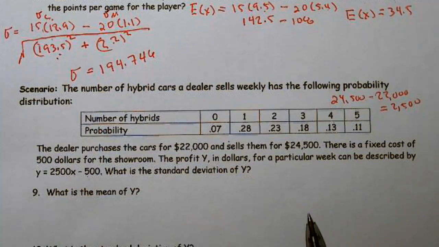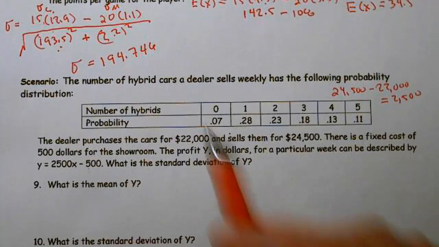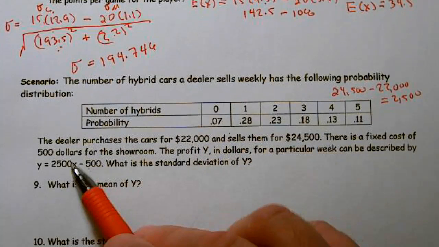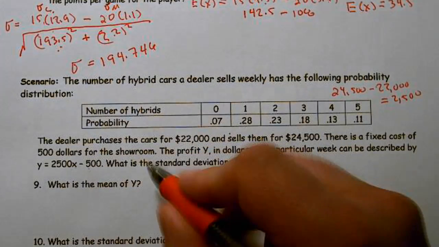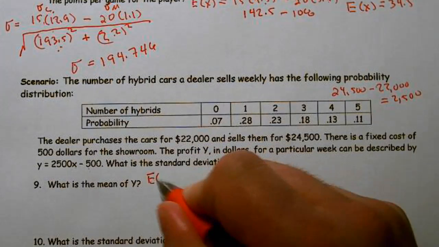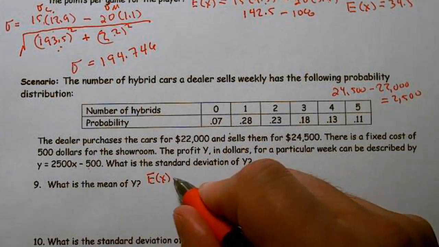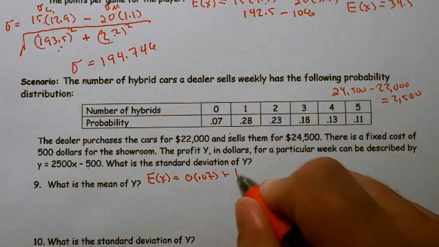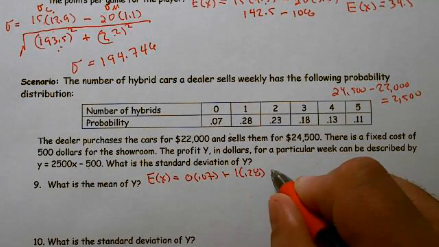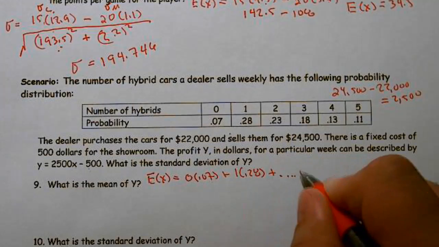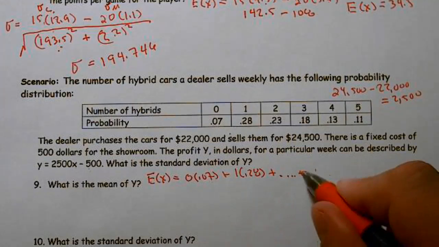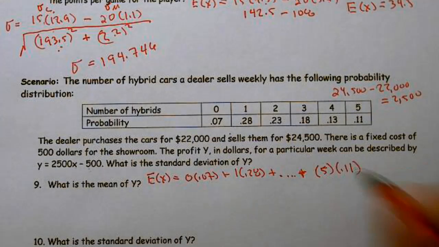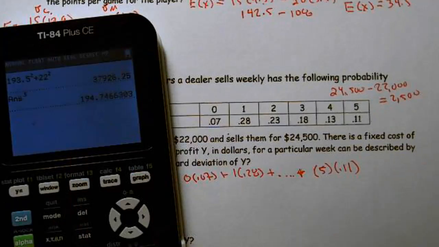So it says, what is the mean of Y? Problem is, I don't even know how many cars I expect to sell. So I need to figure out what my expected value is. Well, my expected value is going to be 0 times 0.07 plus 1 times 0.28. And I'm just going to speed this along, plus, plus, 5 times 0.11. You're like, well, that's great that you sped it along.